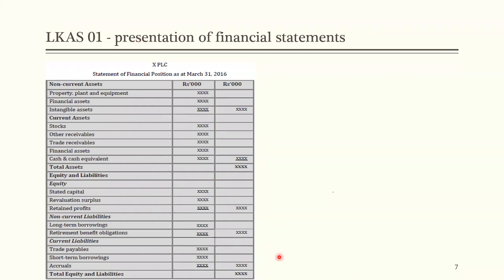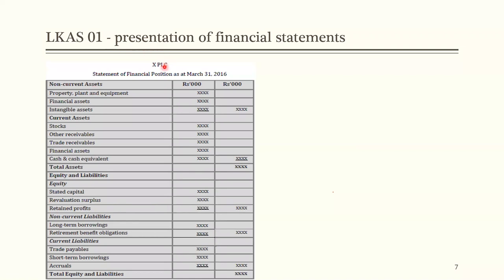It's better if you can talk. So, what are the requirements? What requirements have come from LKAS 1?